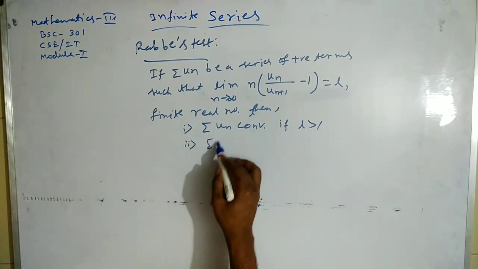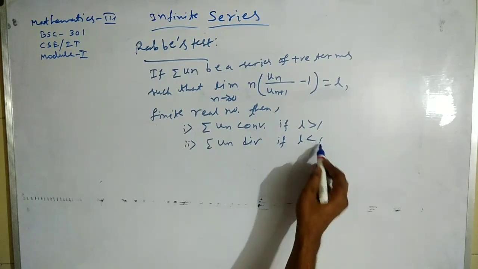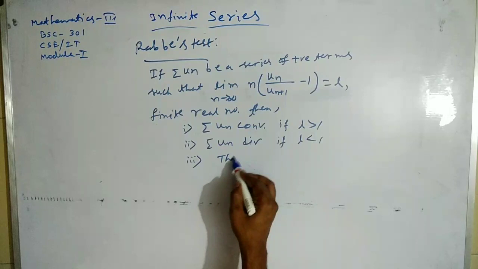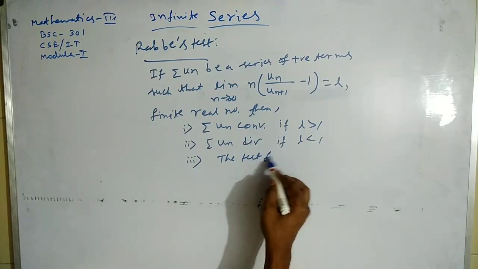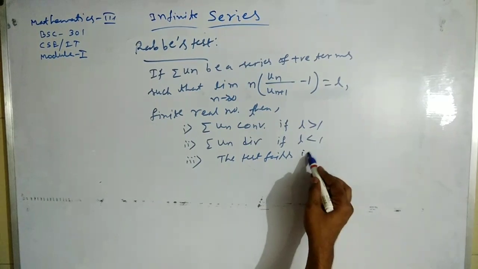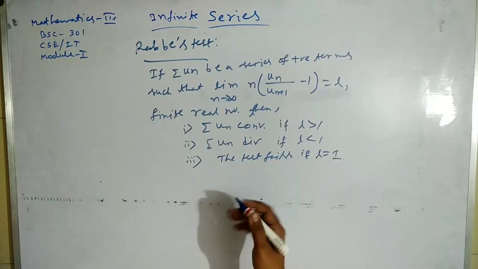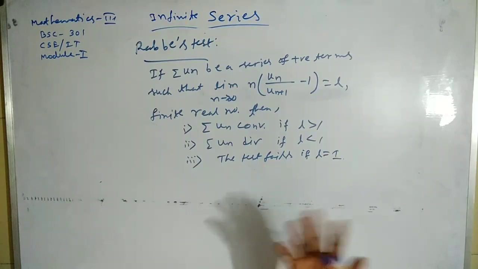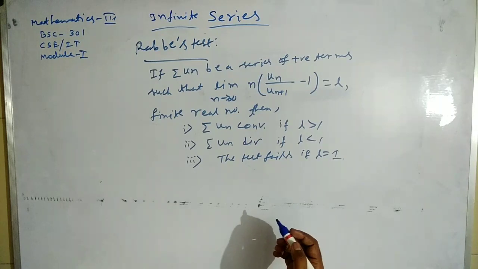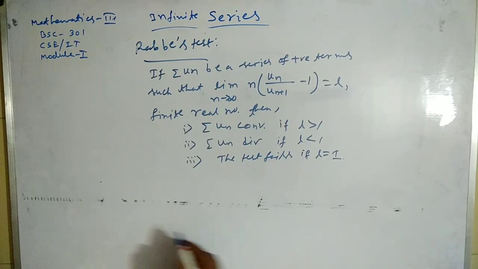Number 2, summation un diverges if L is less than 1. And number 3, the test fails, that is, we can't conclude anything if L equals 1. We can't conclude anything from this test, so we have to apply another test for that series. Okay, so now I will take an example of Raabe's test.